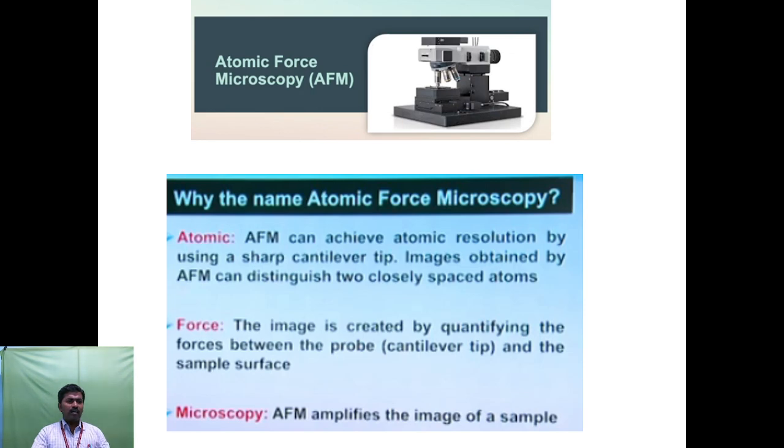AFM, atomic force microscopy. Why the name atomic force microscopy? Atomic, because it can achieve atomic resolution by using a sharp cantilever tip. Images obtained by AFM can distinguish two closely spaced atoms. Force, because the image is created by quantifying the force between the probe and the sample surface. Microscopy, because AFM amplifies the image of the sample.